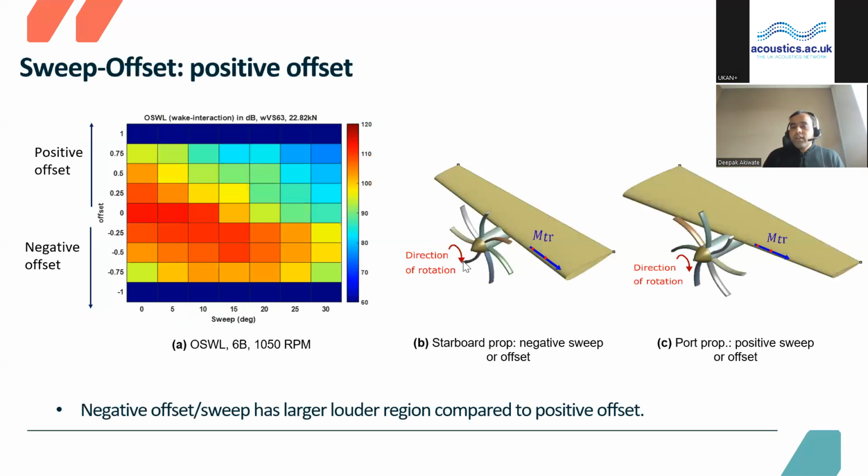But when you have a propeller wing configuration on the other side of the engine, and they are rotating in the same direction, which is called a starboard propeller, then it sees a negative sweep, because the sweep angle is now negative, which can be seen as a replica of this port side propeller with a negative offset.